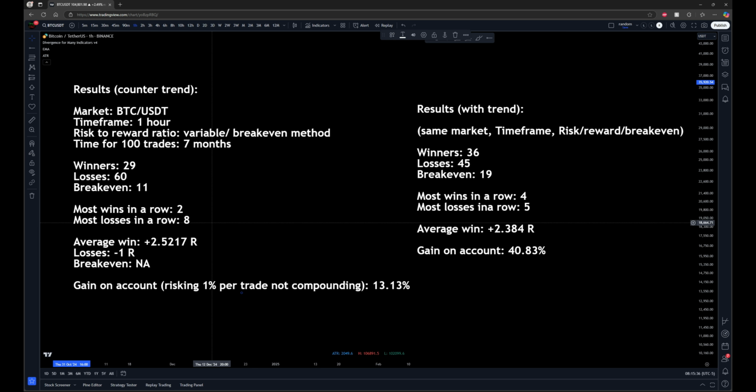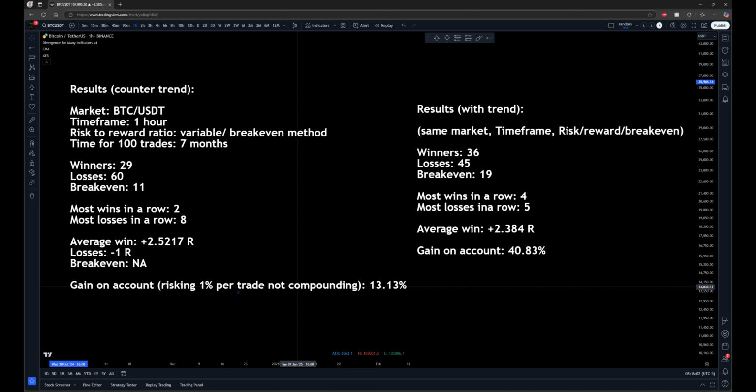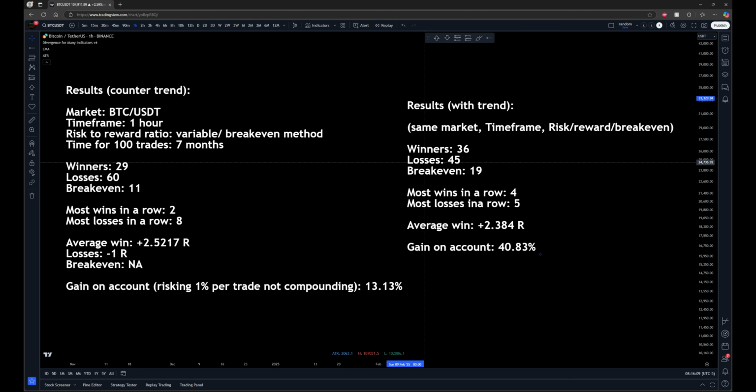The average win was 2.5 R, so 1 to 2.5 risk to reward ratio essentially. Losses obviously -1 R. Break even just not applicable. So the gain on the account, risking 1% per trade, not compounding, 13.13%, which essentially means this was break even after fees, maybe slightly profitable after fees, but barely made any money, if any at all.